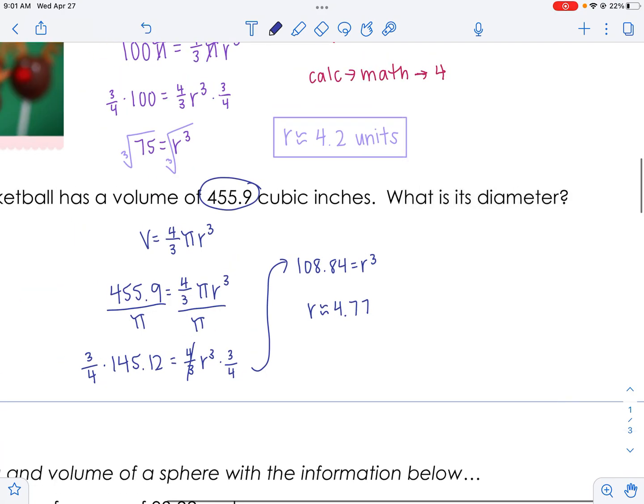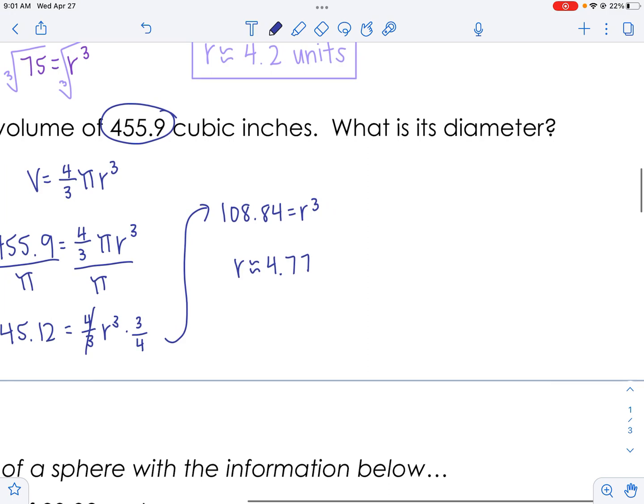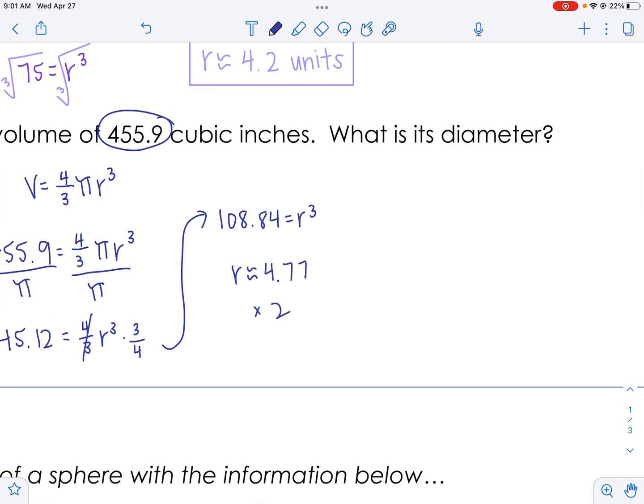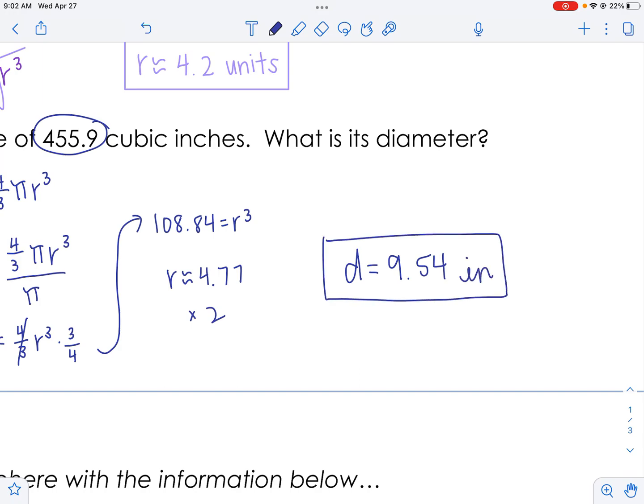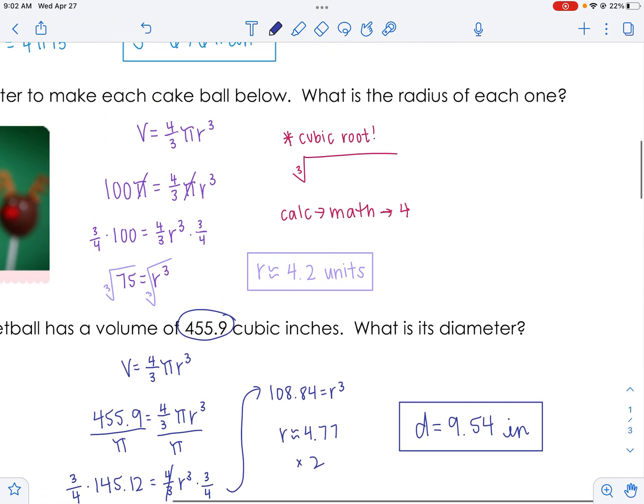Okay, so that's the radius, but the problem asks for the diameter. So what's 4.77 times 2? Well, 4.77 times 2, because that's the radius, that's the half, would be 9.54. So the diameter of this particular sphere would be 9.54 inches, and that's it.